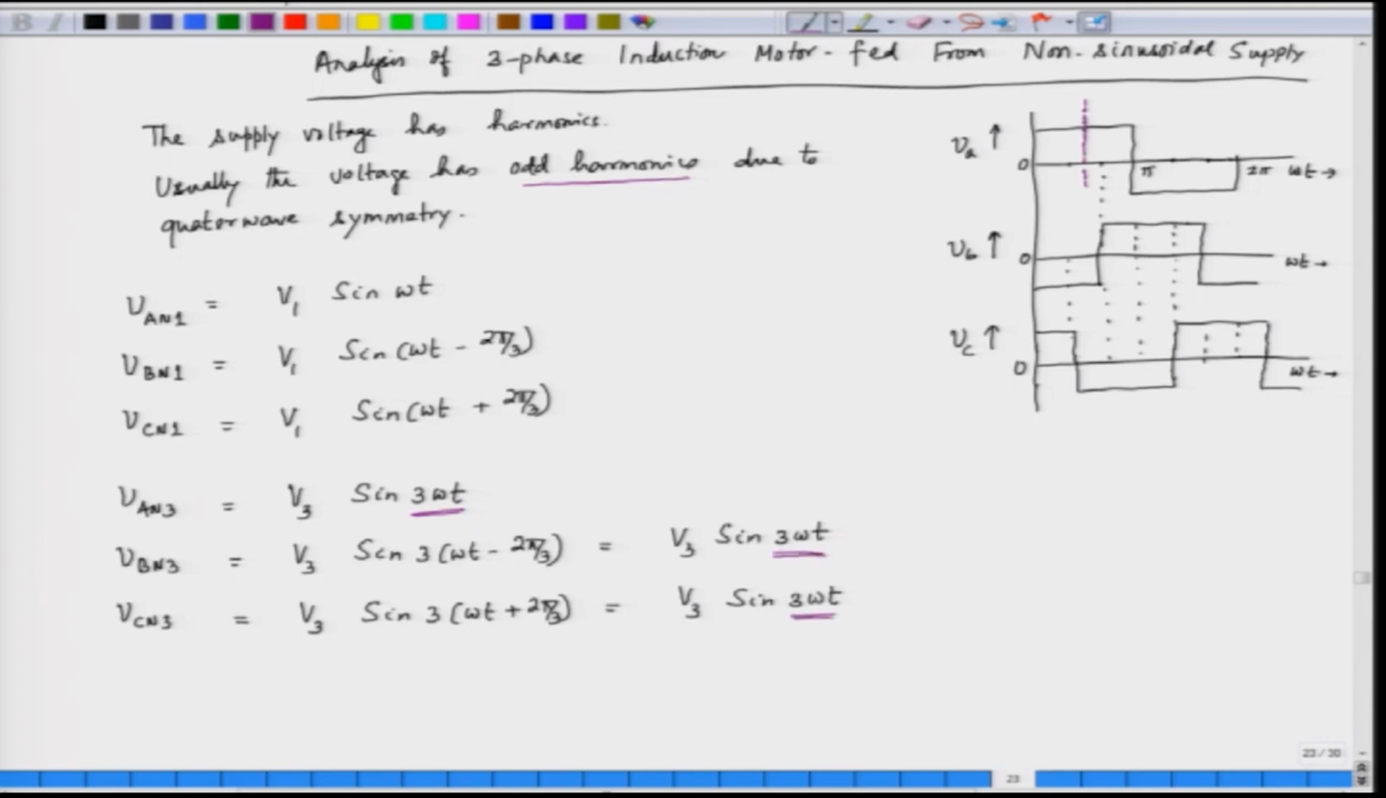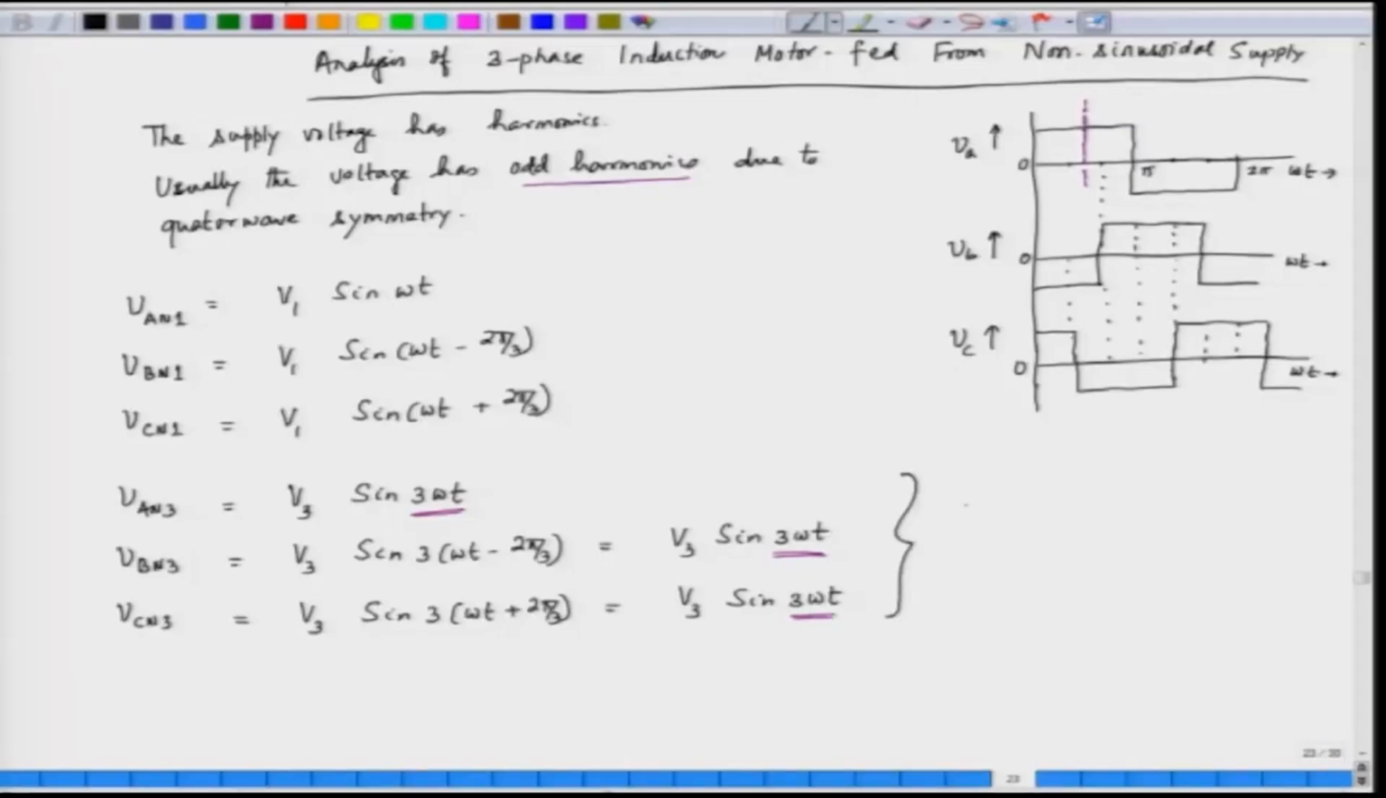So, when a voltage is co-phasal, that voltage or that set of voltages will not produce any rotating field, and hence the third harmonic voltage has no role in torque production. So, third harmonic voltage does not produce any torque. And this is the positive sequence, which means the sequence is ABC.